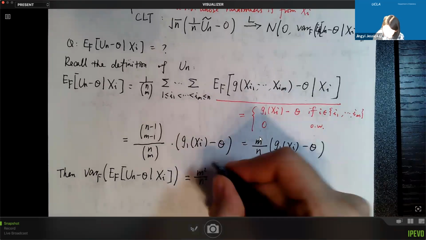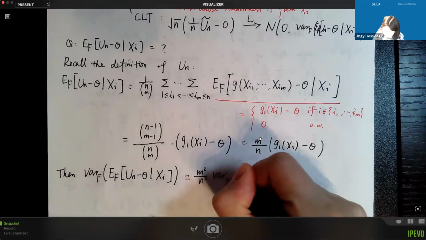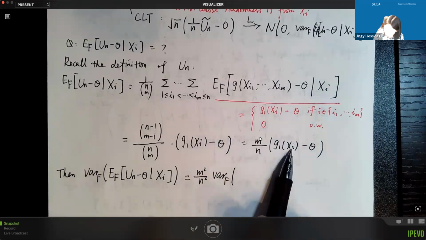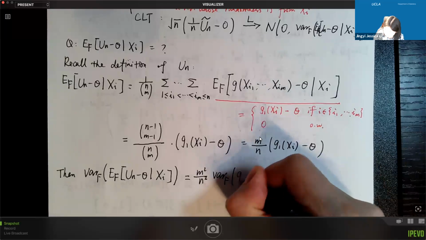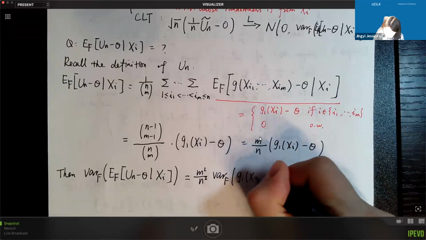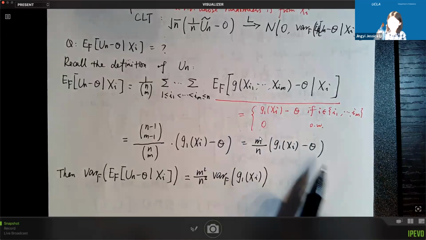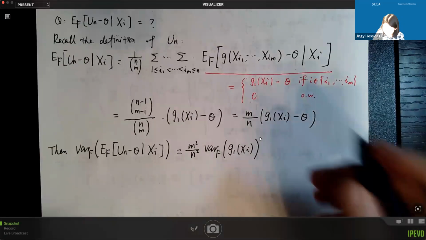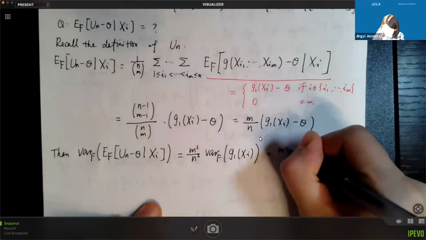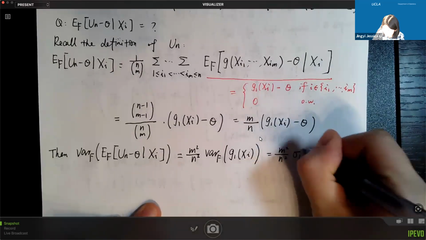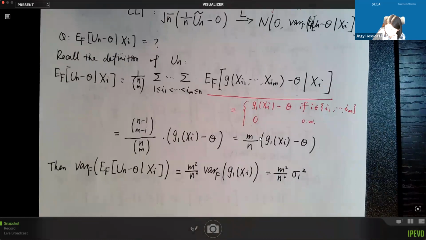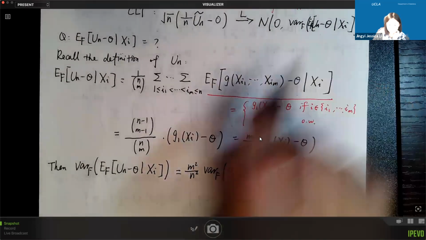Okay, so that's the variance of f, and because this is equal to g1 xi, that's it, because minus theta doesn't change the variance. So I'm left with m squared over n squared sigma 1 squared. But let me see, why do I have n here? That's something I need to get away from this central limit theorem result.